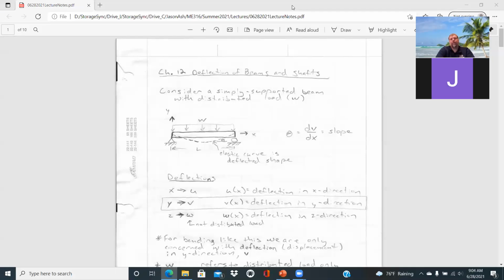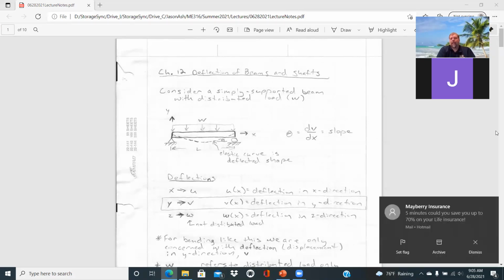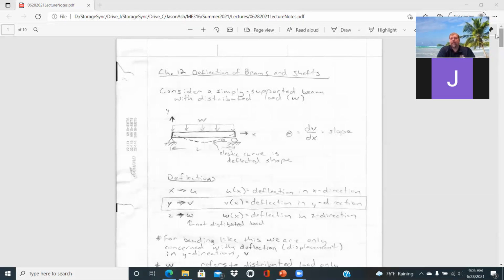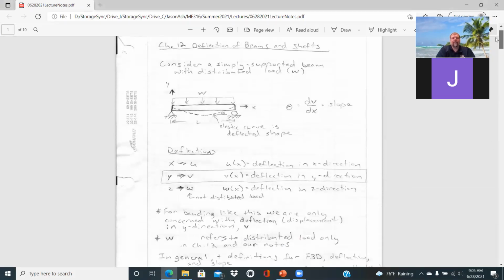So chapter 12 focuses on the deflections of beams and shafts, and it's similar to what we did with axial loading, where we looked at the axial deflections. Similar to torsion, where we looked at the angle of twist that developed, and now we're just doing the same thing for beams, looking at the deflections that occur within a beam. And so this takes us through the details of that.